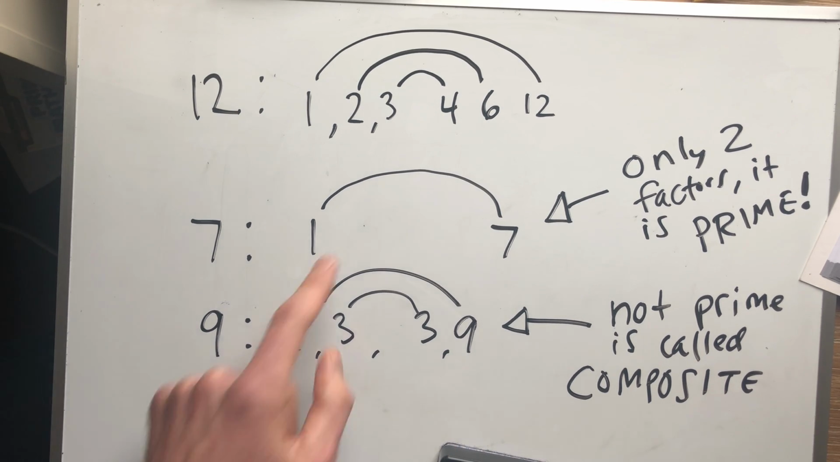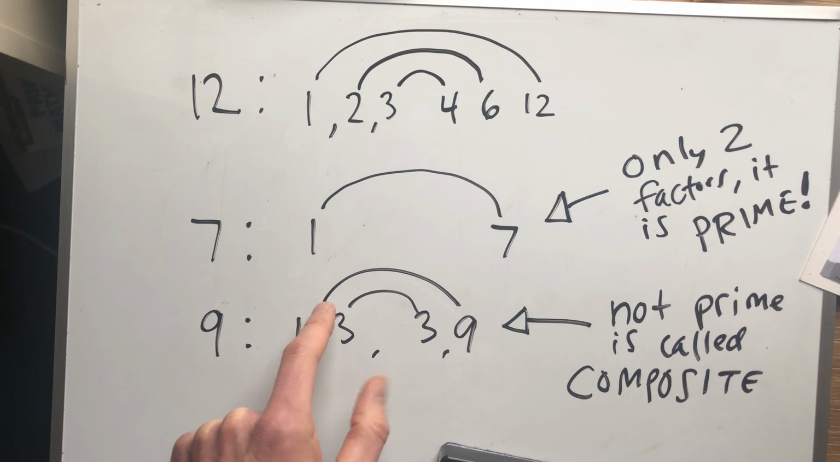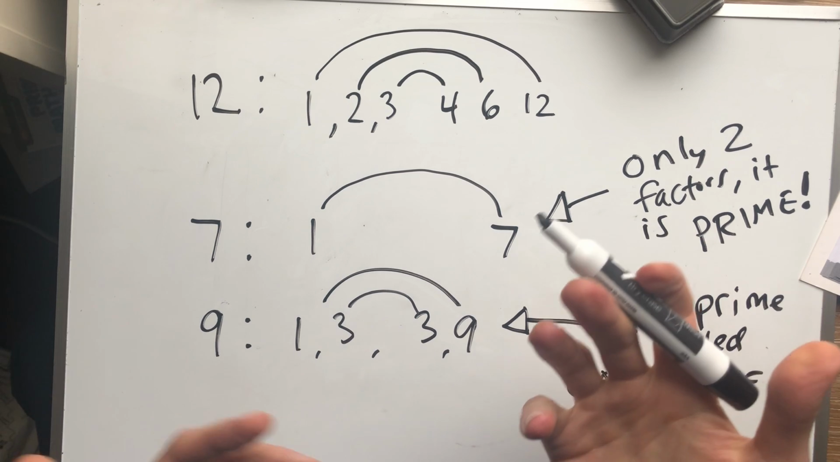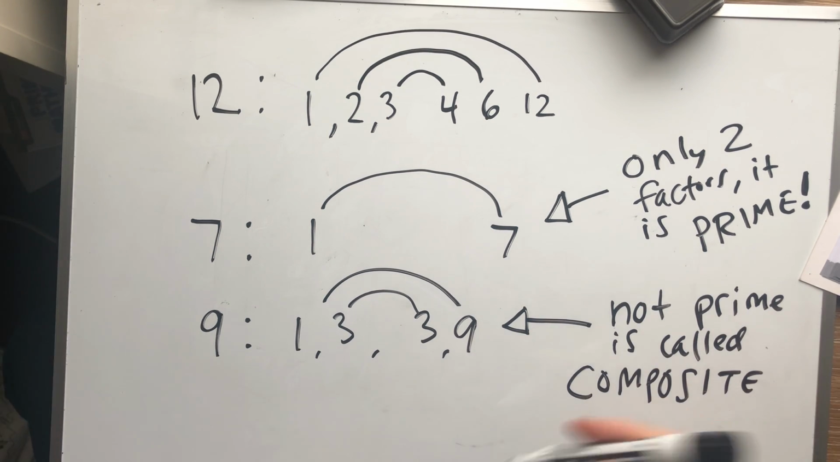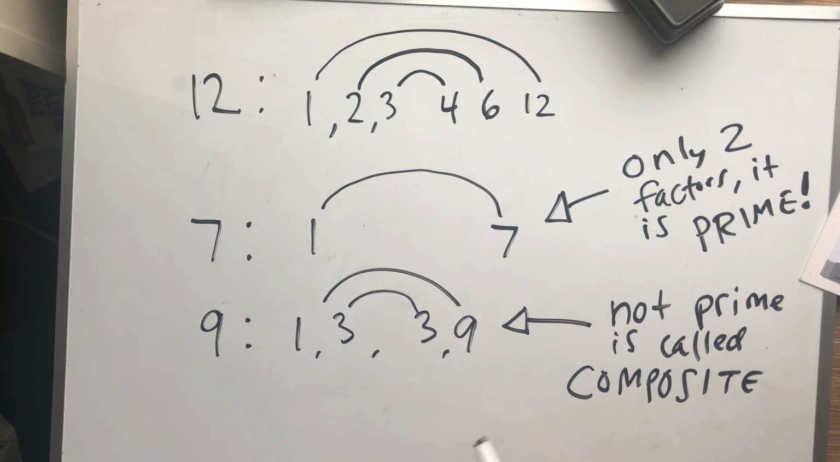Composite means that you have more than just 2 factors. You have several. So if you can make a couple lines in your factor rainbow, it's not prime, it's composite. Let's try, so I know 10 is going to be composite, right? It's not going to be prime because, for one thing, it's even, and I can also count by 5s to it. But what about 11?